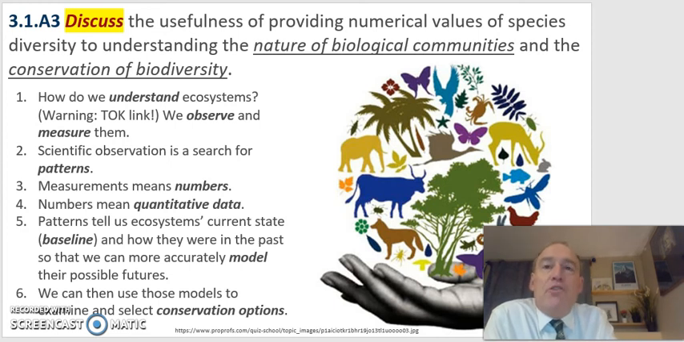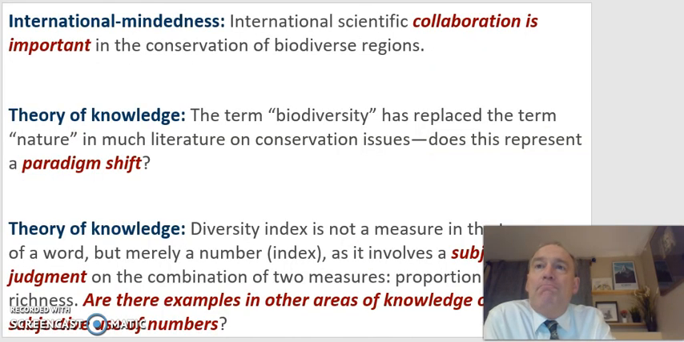That might mean a Simpson's diversity index. Patterns will tell us ecosystems' current state, the baseline. They will also tell us how they were in the past, so that we can more accurately model their possible futures. And this will be involved in an environmental impact assessment. And we can use these models to examine and select our conservation options, just as we may be doing in Nova Scotia, where they're closing down a lobster fishery in order to protect right whales.